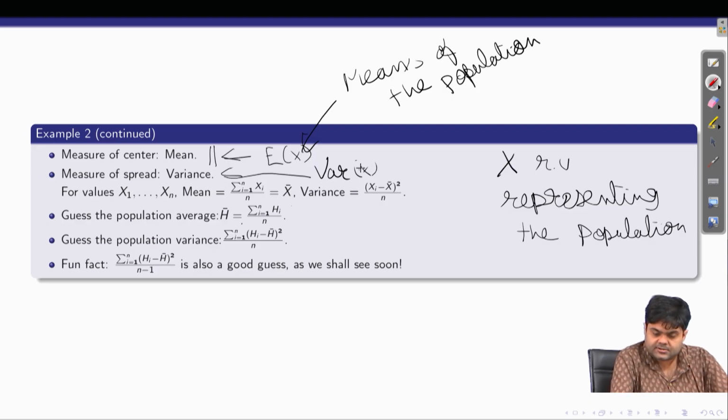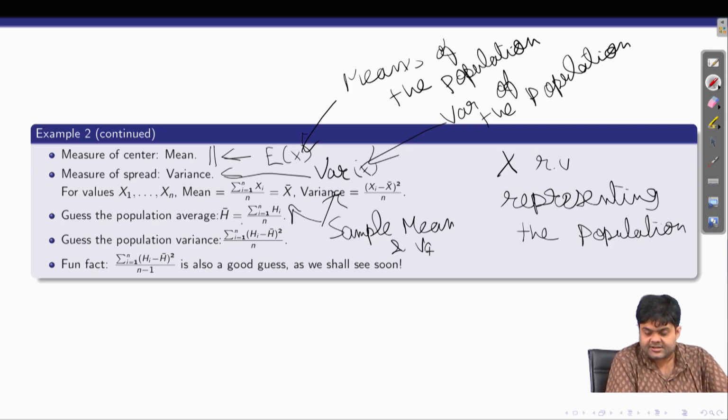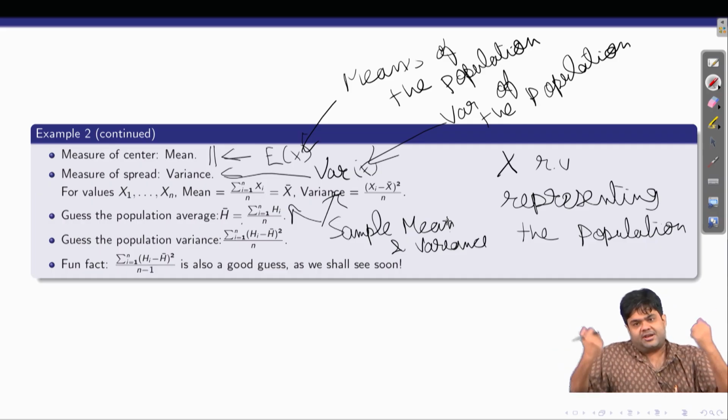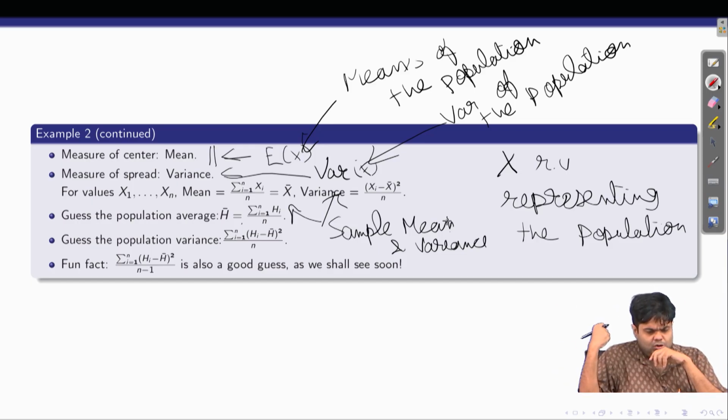and this is the variance of the population, and these are the sample mean and variance. These are mean and variance. These expected values, probably for some of you it is a new thing, but these sample versions you probably have seen in school. You have a bunch of numbers, you are taking the average of them or the variance of them; this you probably have seen in school.